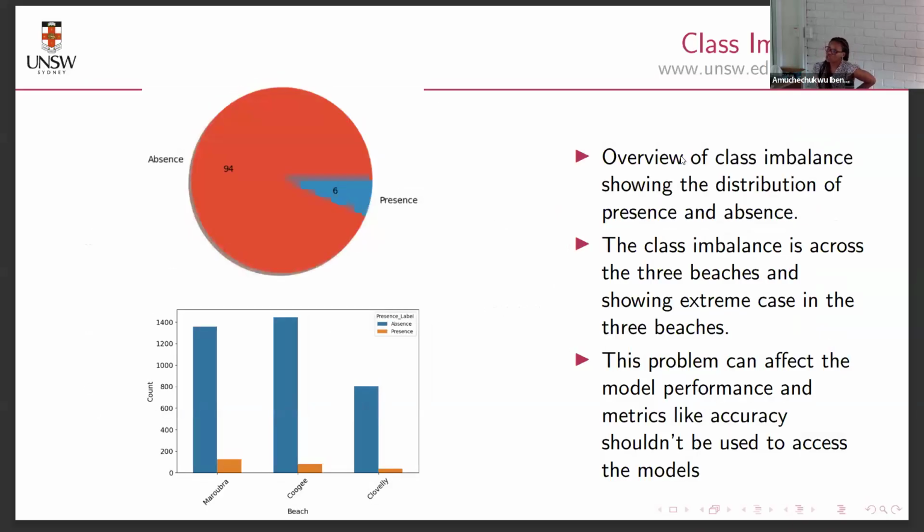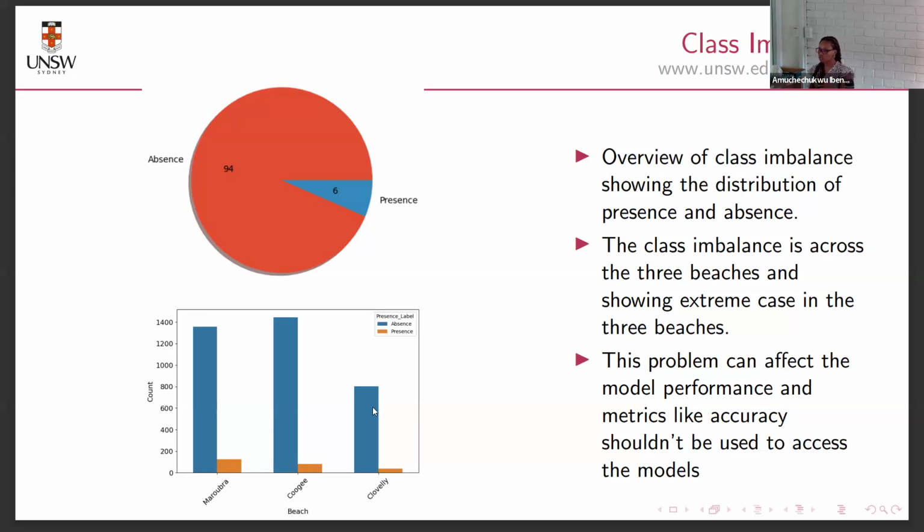Then we looked into the class distribution of the output. We are trying to check if this is a balanced class set, because when you deal with classification, you need to check whether the classes are balanced so that there is no bias in the results you're generating. And you could see that we are dealing with 94% against 6%. So that is an extreme case of class imbalance that we are dealing with here.